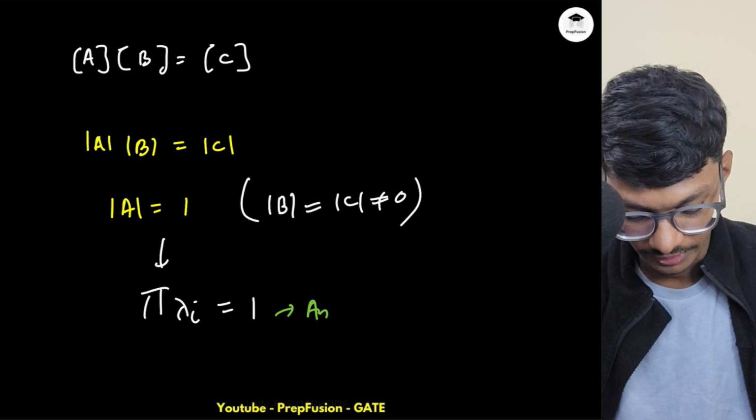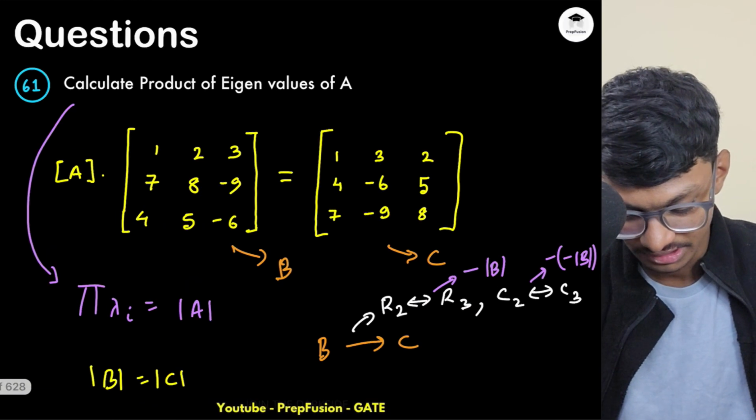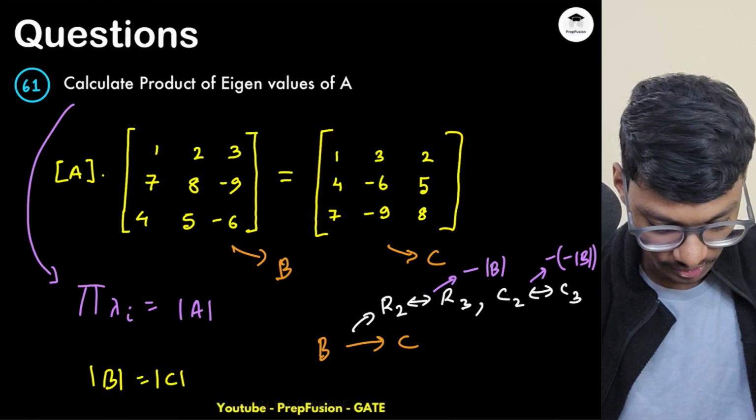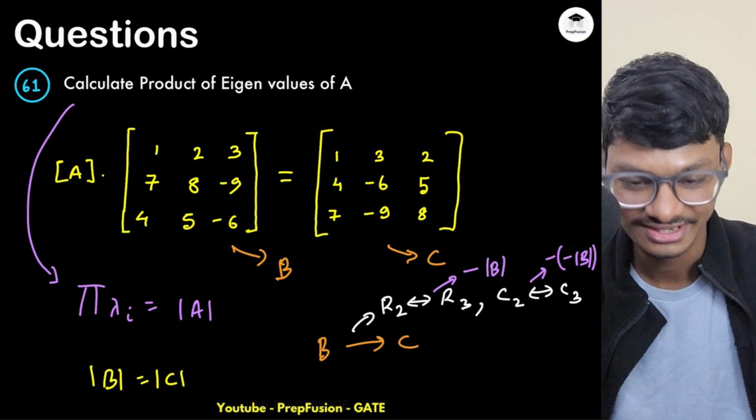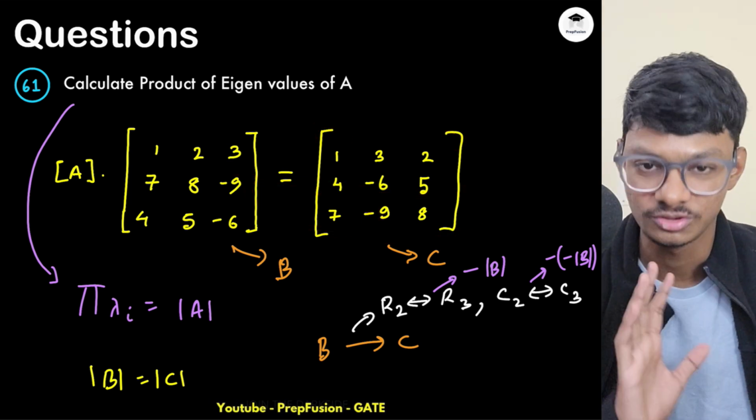Now I don't have time, but you can check that this is non-zero, right? This has to be non-zero. If this is 0, then we are dead. Okay, so the determinant should be non-zero.